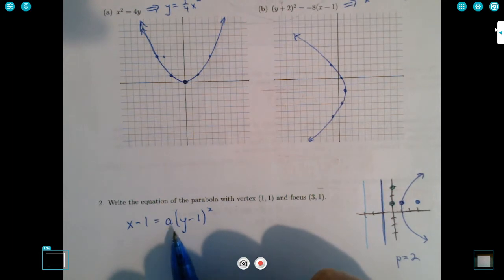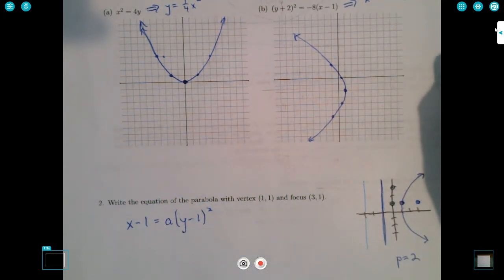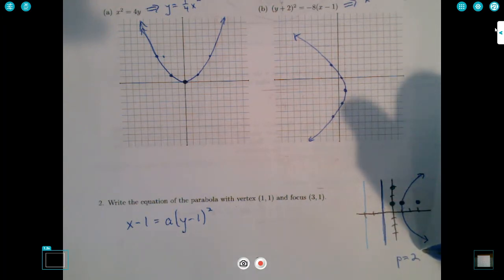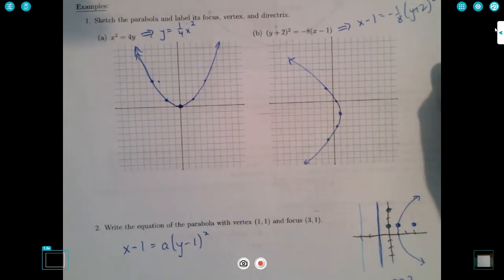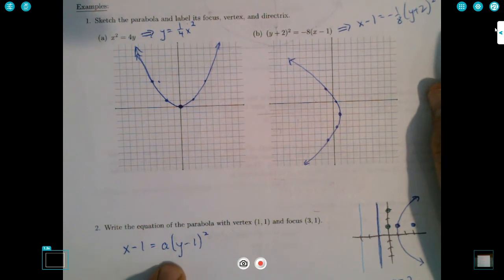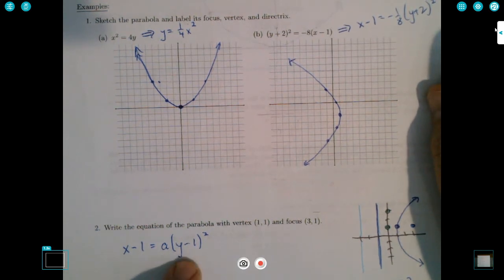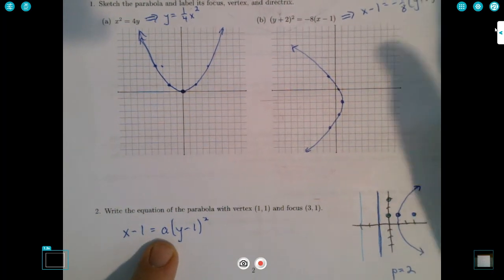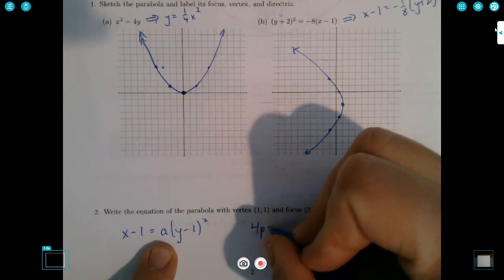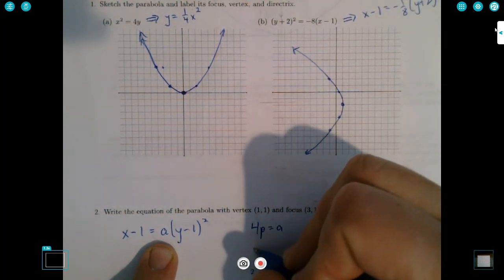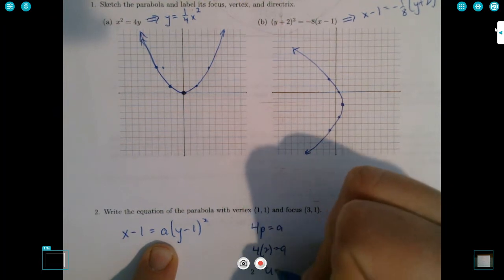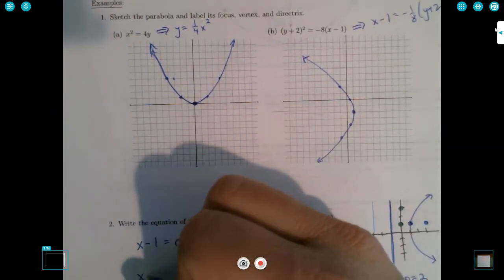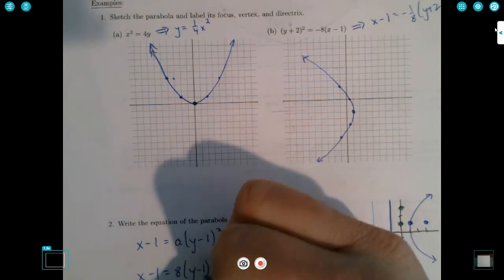How do we find a, though? Well, I know that p is 2. And the format is x equals 4p y squared, so a has to be 4p. So I know that 4p equals a, and I know that p is 2. So 4 times 2 equals a. So a would have to be 8 in this case. So I get x minus 1 equals 8 times y minus 1 squared.